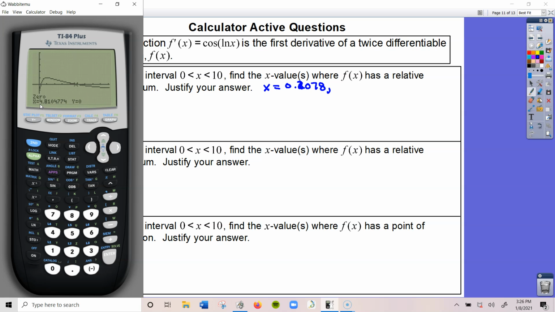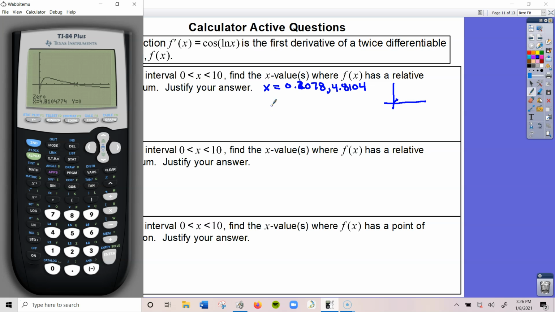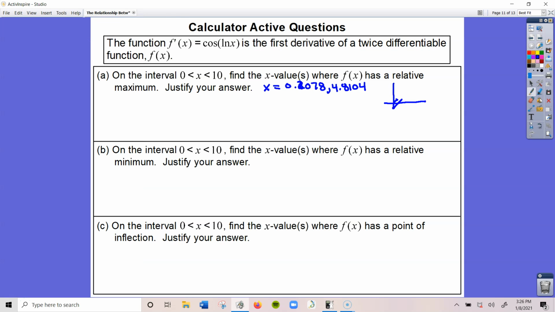And I get 4.8104. Now I'm just going to draw a quick sketch of the graph so we don't have to keep looking at it from there. But, no, wait, let me look at it one more time. Okay, so it looks like this. It comes through here and it goes like that and then back down. So this is one x-intercept here and this is the other.